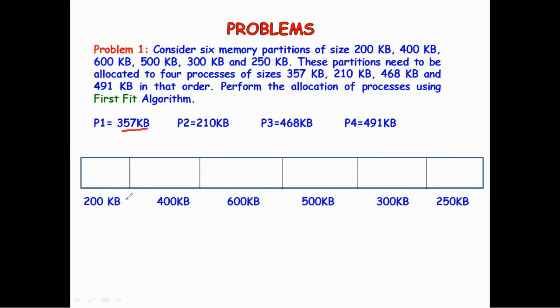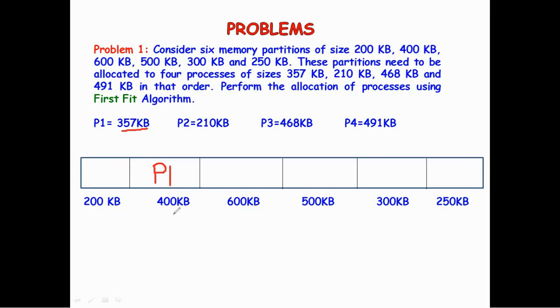So the algorithm scans the next free partition, 400 KB. Here the rule is satisfied. 400 KB is sufficient to hold P1 because 400 KB is greater than 357 KB. So P1 will be placed here. Next P2. P2 needs 210 KB. The first fit algorithm again starts scanning empty partitions from the first, serially. So 200 KB will be scanned first. 200 KB is not sufficient.